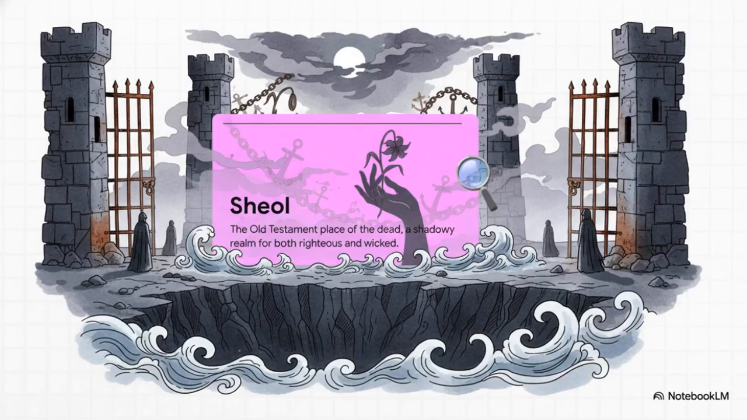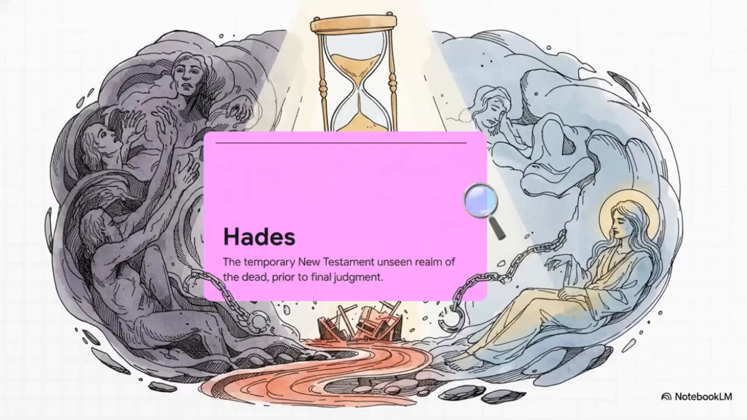And here's an absolutely crucial detail. Both the righteous and the wicked go there. The biblical poets often use these vivid spatial metaphors like the depths of the sea or a fortress with gates and bars. It's a hidden underworld, and it's intentionally left ambiguous as to how literal this geography was meant to be understood. Fast forward to the New Testament, and we run into Hades.